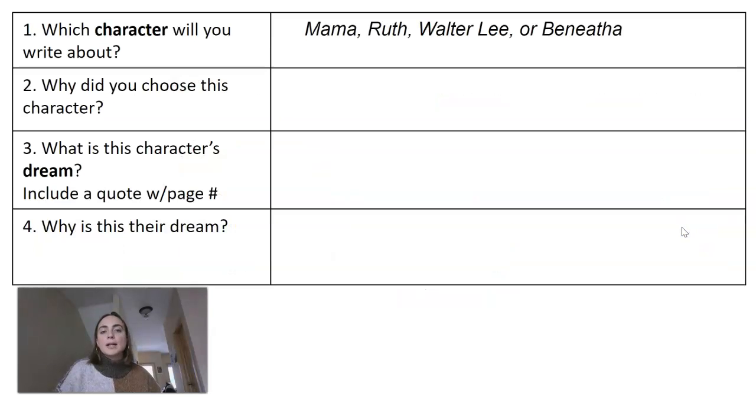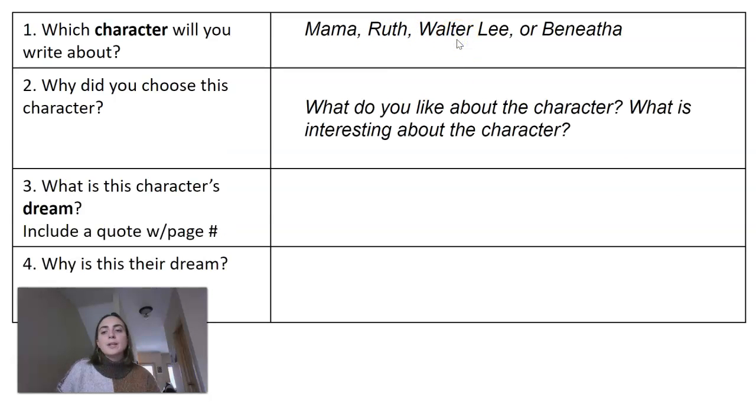All right, so open up your packet to lesson 1.10, and you are going to choose your character. Which character will you write about? Mama, Ruth, Walter, or Beneatha? For question number 2, why did you choose this character? What do you like about them? What do you not like about them? What's interesting about the character, or how do you relate to them?